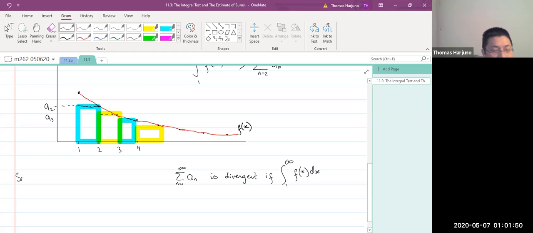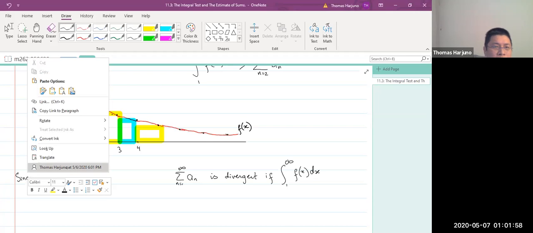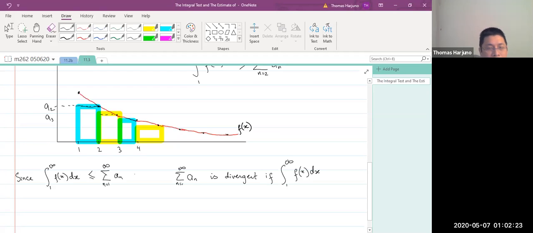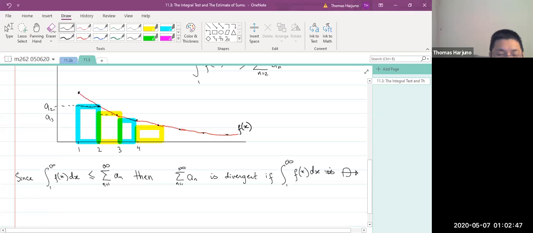Since the integral from 1 to infinity of f(x) dx is less than or equal to the series, again from 1 to infinity, then, because it's bounded below by the integral from 1 to infinity, if the integral is divergent to infinity, then the series must be divergent.